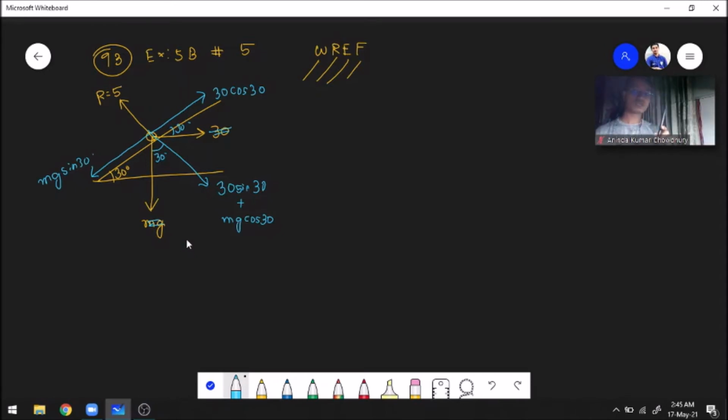You check for any other forces which are not aligned in these axes. We don't have any such forces. So these are our forces. We have this force here, this force, and this force. So these are the four axes and these four groups of forces that we have to work with.